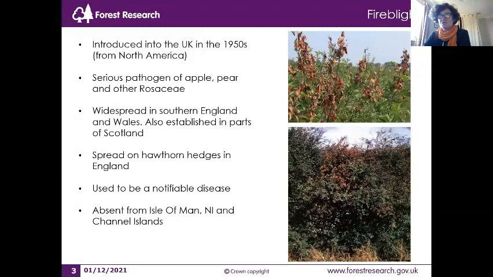It's a very serious pathogen of apple, pear and other Rosaceae species. It's widespread in southern England and Wales, and it's also established in parts of Scotland. Its spread in England, I think, has been exacerbated by the fact that hawthorn is quite a susceptible species, and it's been able to spread along hawthorn hedges. You can see the lower photograph here shows hawthorn with the browning due to infection with fireblight. It used to be a notifiable disease. It's no longer, because it's now established in Britain, but it is still currently absent from the Isle of Man, Northern Ireland and the Channel Islands.